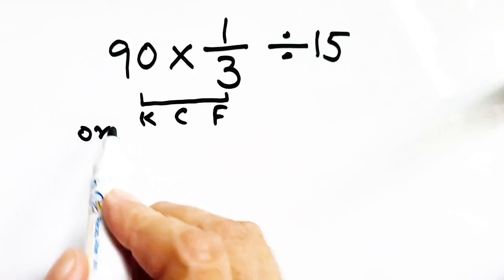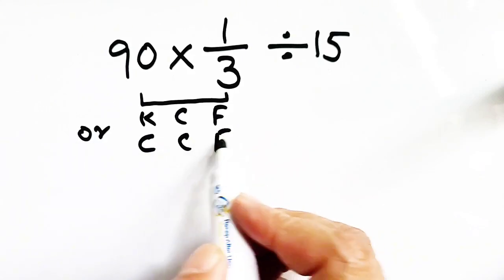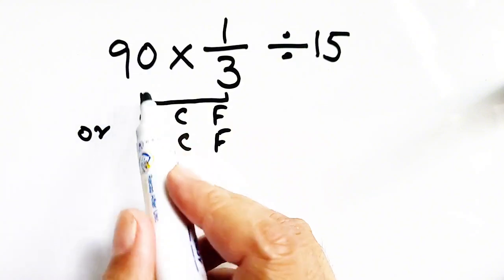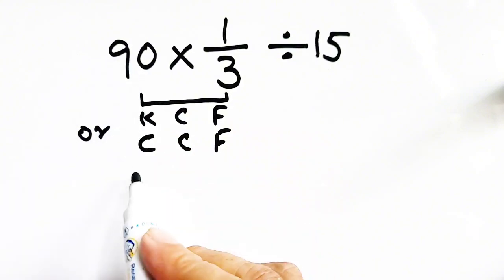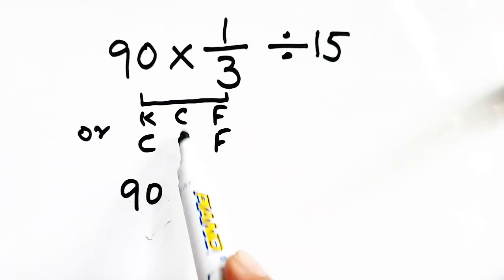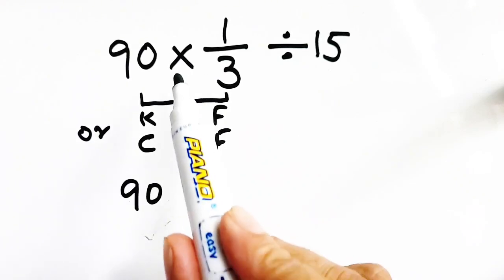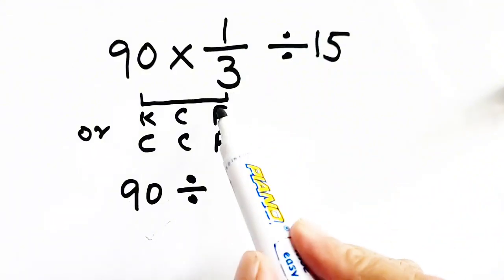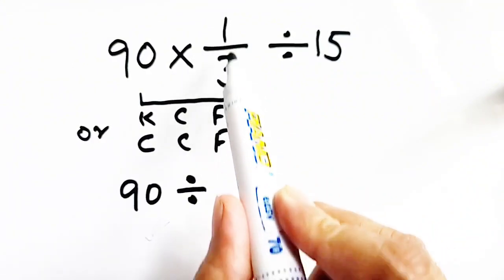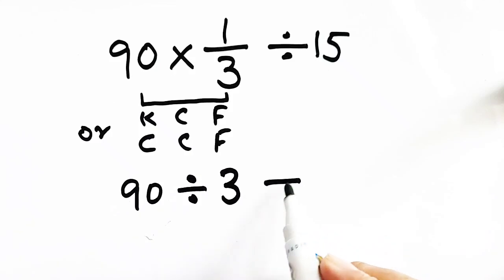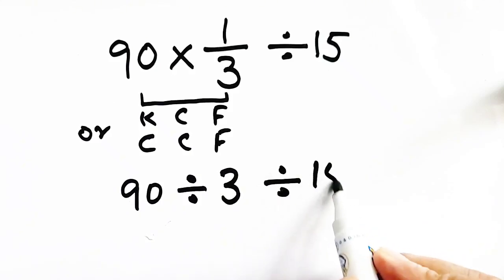or CCF. K means keep it, C means copy it. So keep it or copy it as itself, it will be 90. C stands for change and multiplication is changed into division. F stands for flip. So 1 by 3 is flipped. It will be 3 divided by 15.